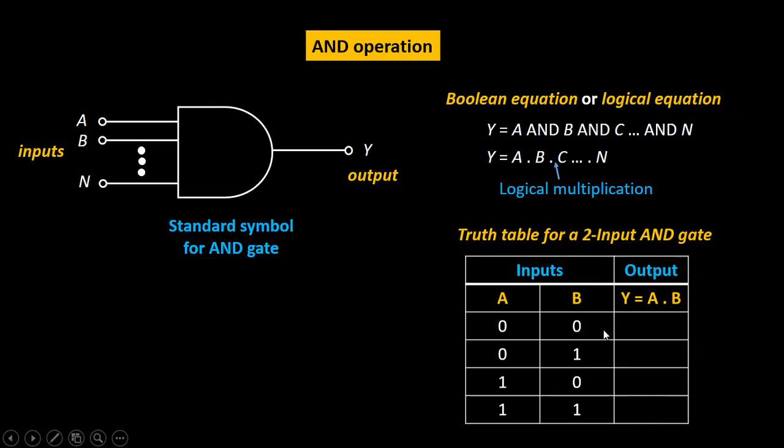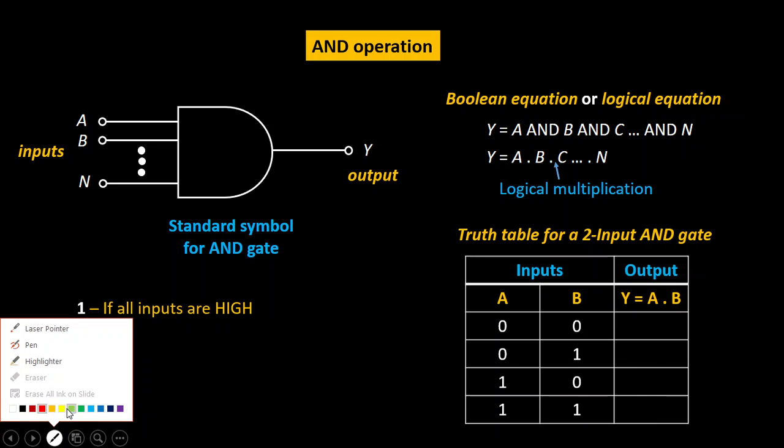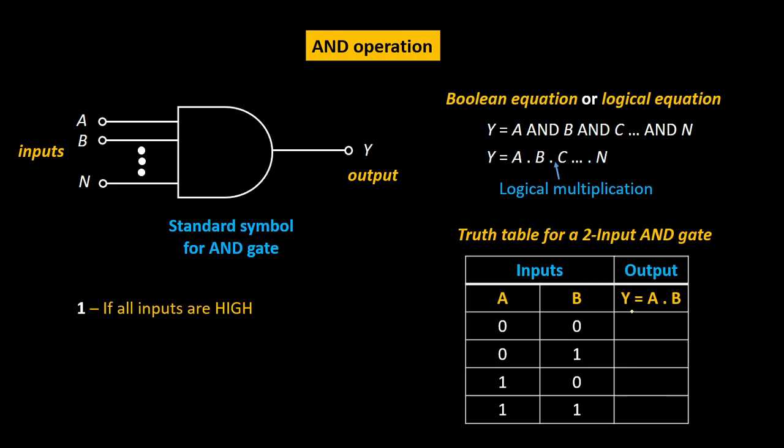So when you consider the output, for the case when inputs are 0, 0, what will the output be? Output will be 0. So let us see what will be the output. In this case, output will be 0. When both inputs are low, then output will be 0. When 0 and 1 are given, still output will be 0, because 0 dot 1 in logical operation will become 0. Similarly, 1 dot 0 output will be 0.